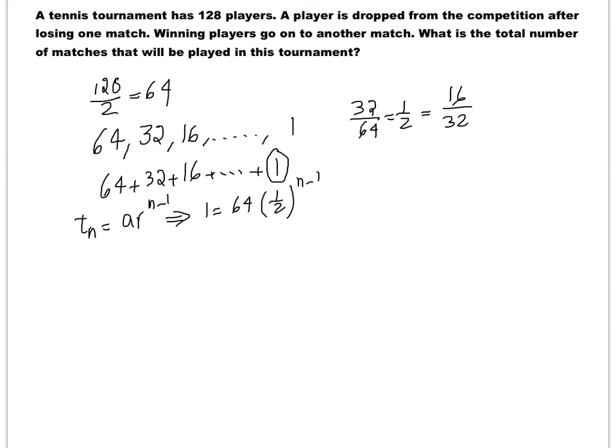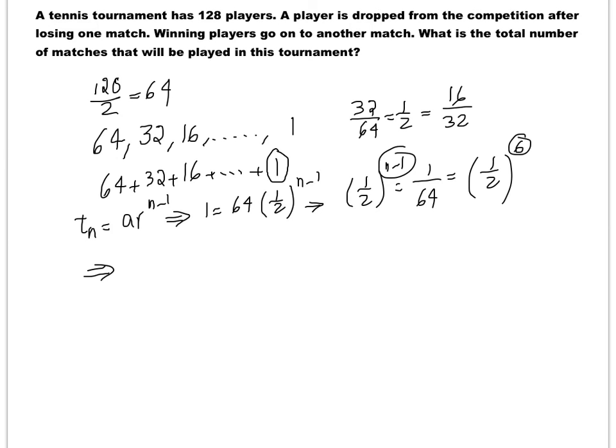to the n minus 1. From here, dividing by 64, I get (1/2)^(n-1) is 1 over 64. But we know that 1 over 64 can be written as (1/2)^6. Since in this equality the base, which is 1 over 2, is the same, the exponents have to be the same. So n minus 1 has to be equal to 6, so n is equal to 7. So this means that we have 7 terms here.